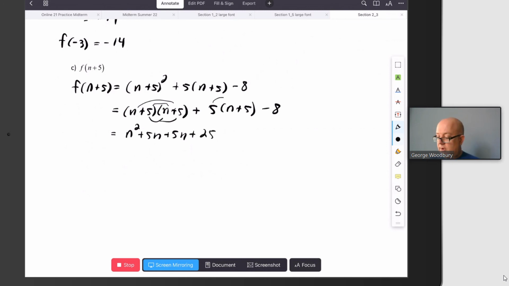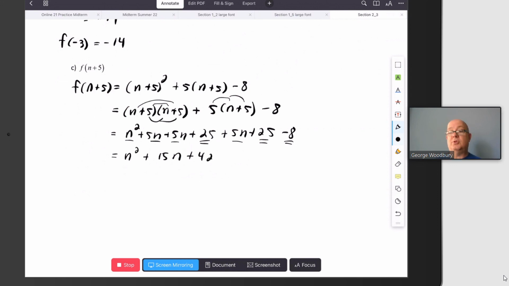Then I can distribute the 5 through to n plus 5. That's going to give me 5n plus another 25 minus 8, and collect like terms. So there's only one n squared, but there are 3 terms with n. 5n, 5n, and 5n. When I combine those together, I get plus 15n. And then finally, combining the constant terms, 25 plus 25 is 50, minus 8 is plus 42. And there's the result when we substitute in n plus 5.